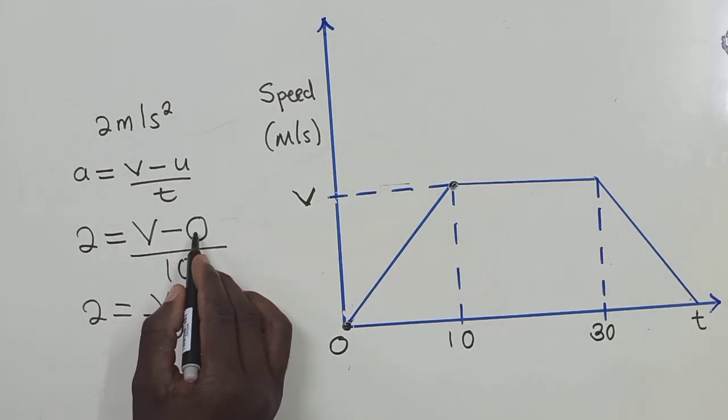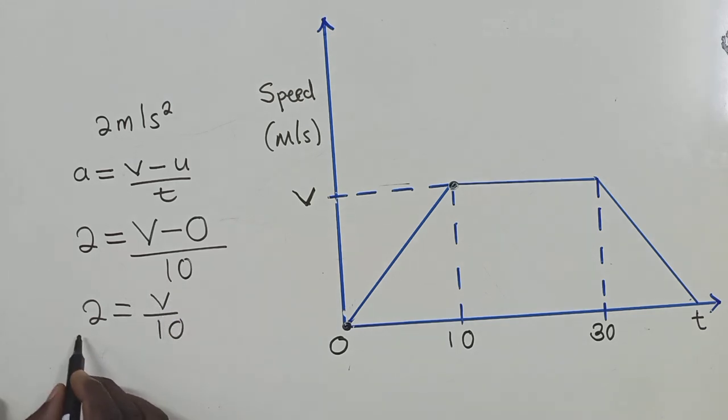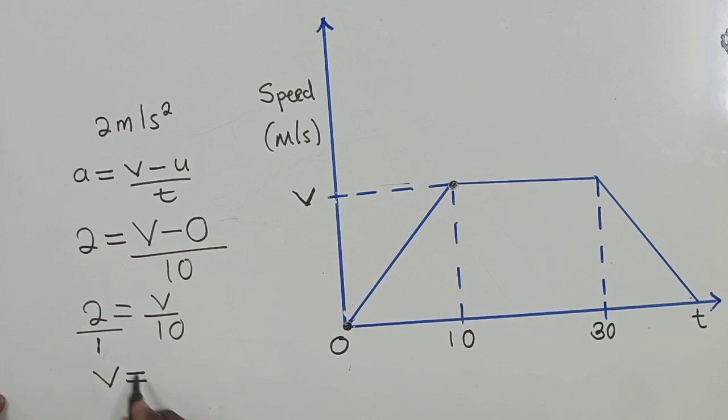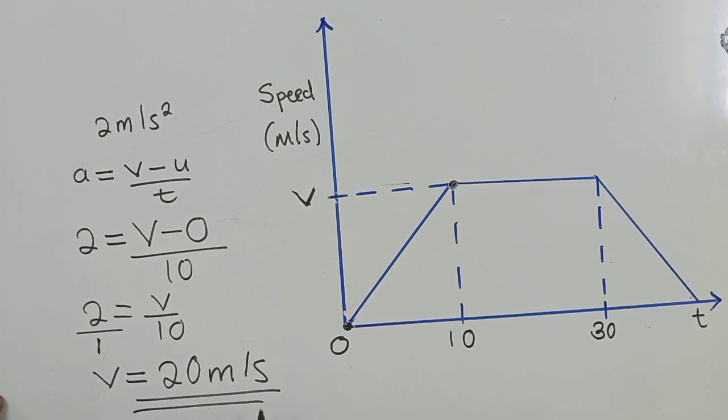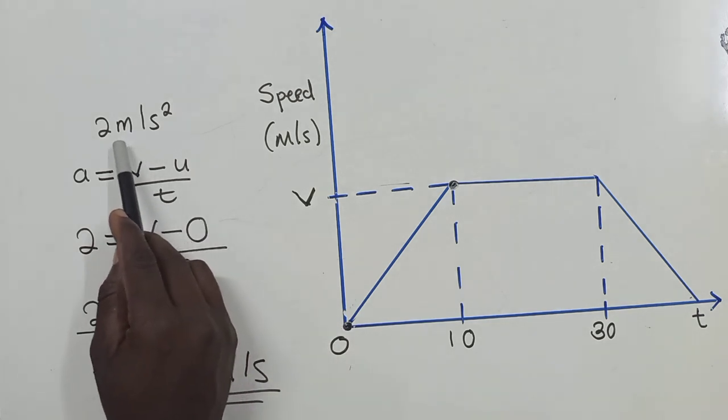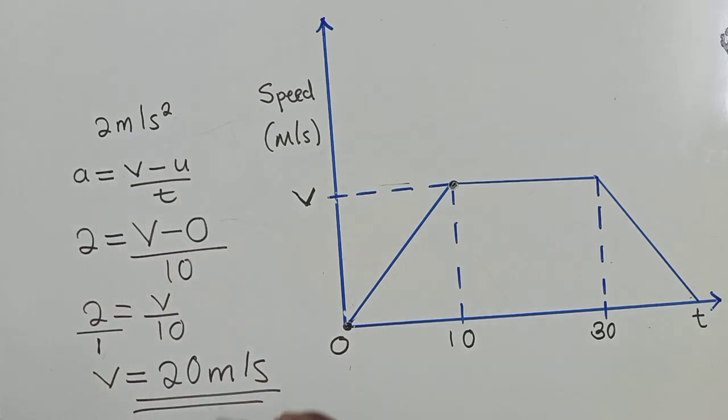V minus 0 is just v. Here, to solve for v, we just need to make this 2 become a fraction. There's a 1 down here. You cross multiply. So 1 times v, we have a v which is equal to 2 times 10 is 20. So this will be 20 meters per second. This is our speed. Okay. So when you have been given the acceleration, use the formula for finding acceleration to find the speed. Okay. Let's go to the next question.